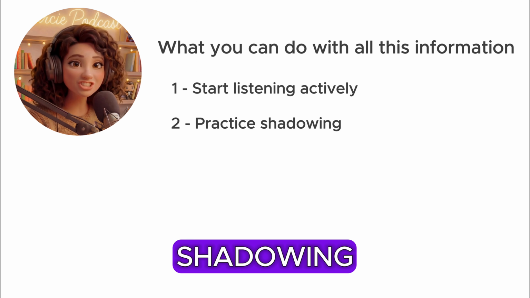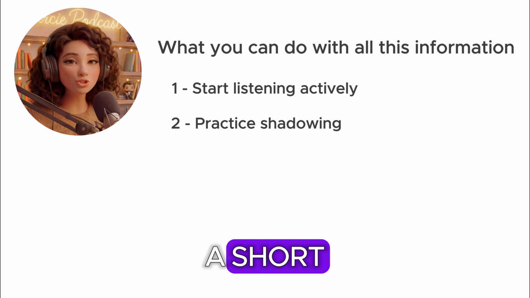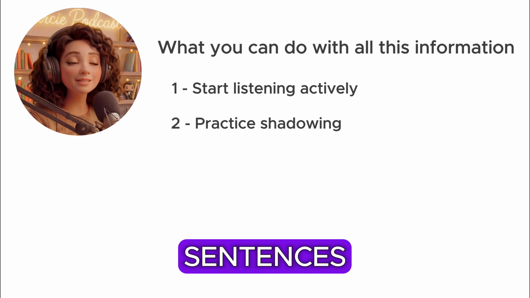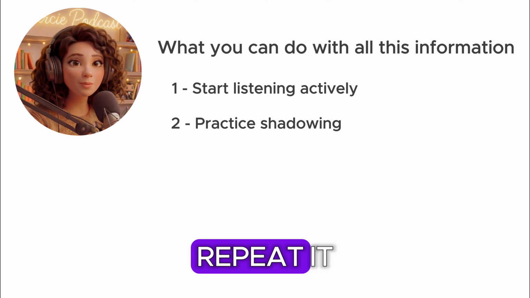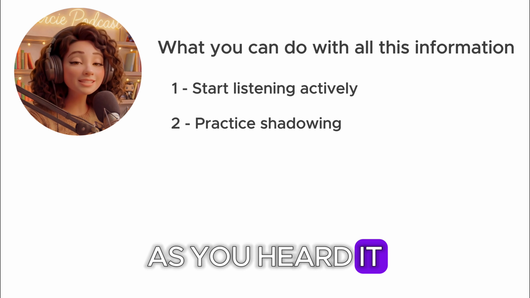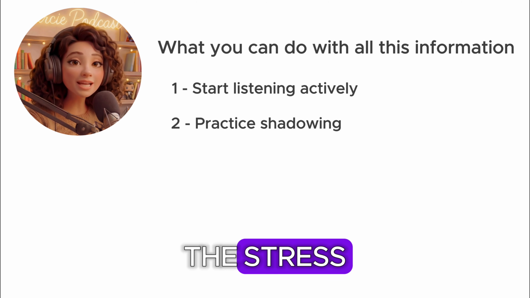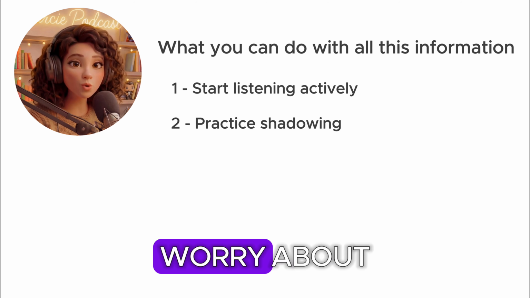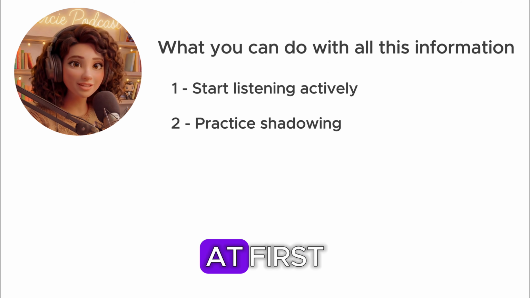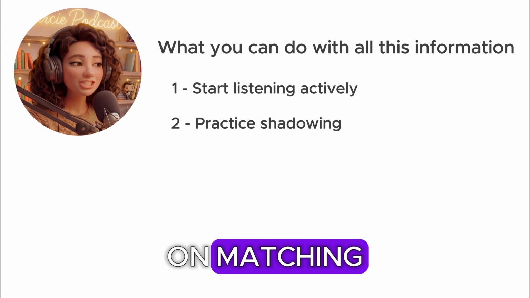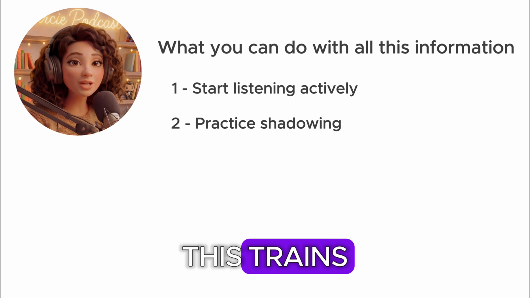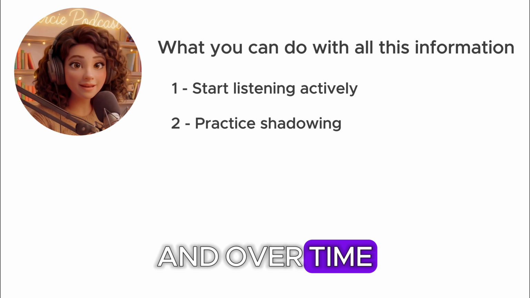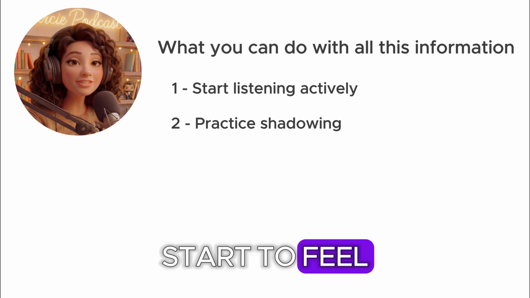Second, practice shadowing, which means listening to a short piece of natural English, maybe just 1 or 2 sentences, and then immediately trying to repeat it exactly as you heard it, copying the rhythm, the stress, the connections, the reductions, everything. Don't worry about understanding every word at first. Just focus on matching the sound and the flow. This trains your mouth and your ears simultaneously, and over time, these natural patterns will start to feel automatic to you.